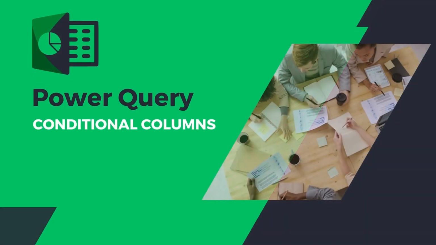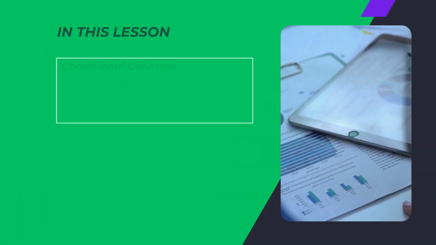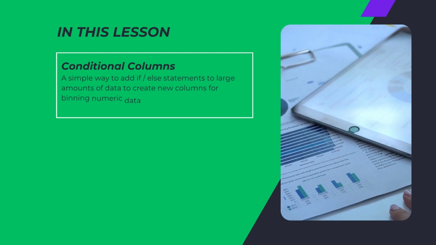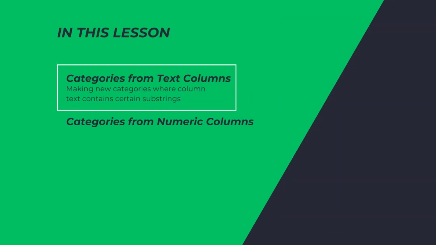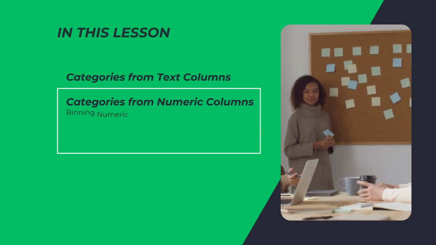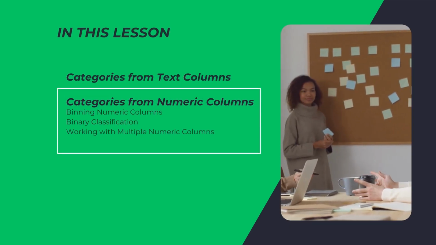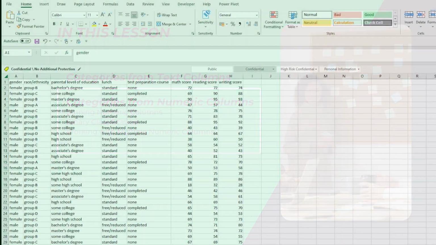In this video, we're going to look at conditional columns in Power Query. These are really useful for binning, adding if-else statements to large amounts of data, and perfect for creating data science features. We're going to look at making categories from text columns and categories from numeric columns such as binning, binary classifications, and working with multiple numerics.